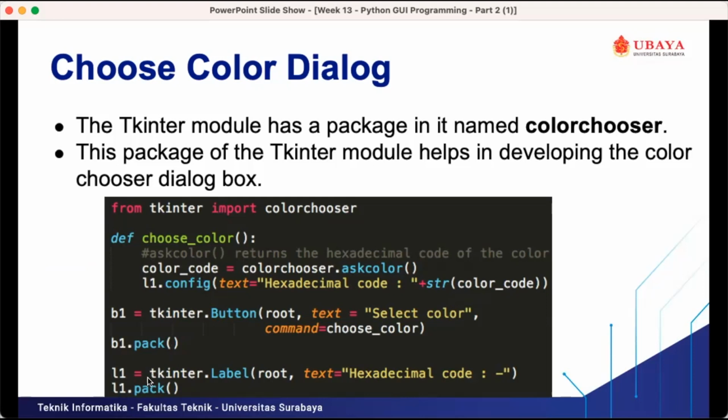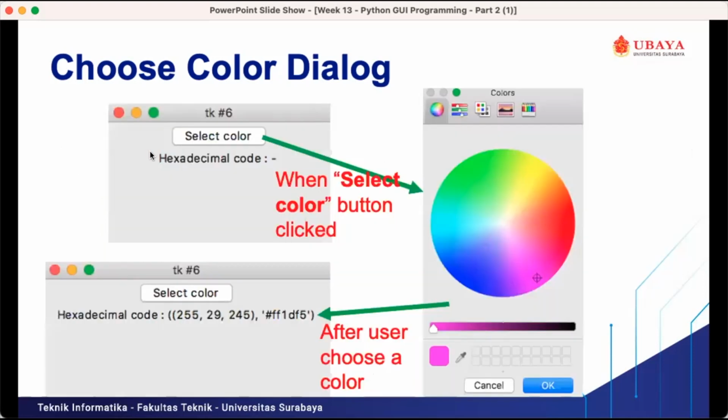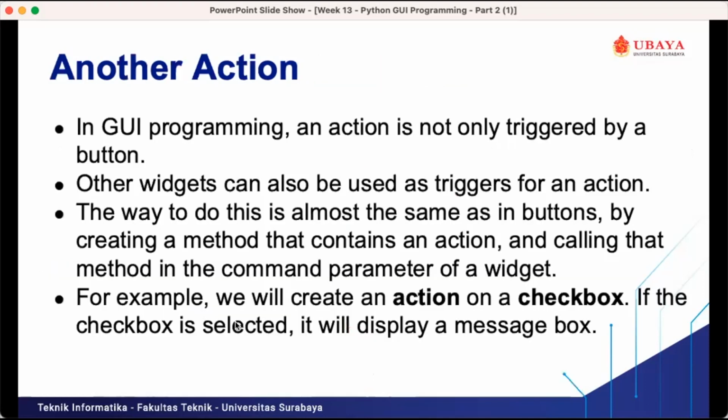And for L1 equal tkinter label, we place it into root UI. Then we give the text as hexadecimal code. So this is the label L1, right? After we press this button, the UI like this will appear. Then after we choose some colors here, it will print the hexadecimal code and also the RGB pixel values.